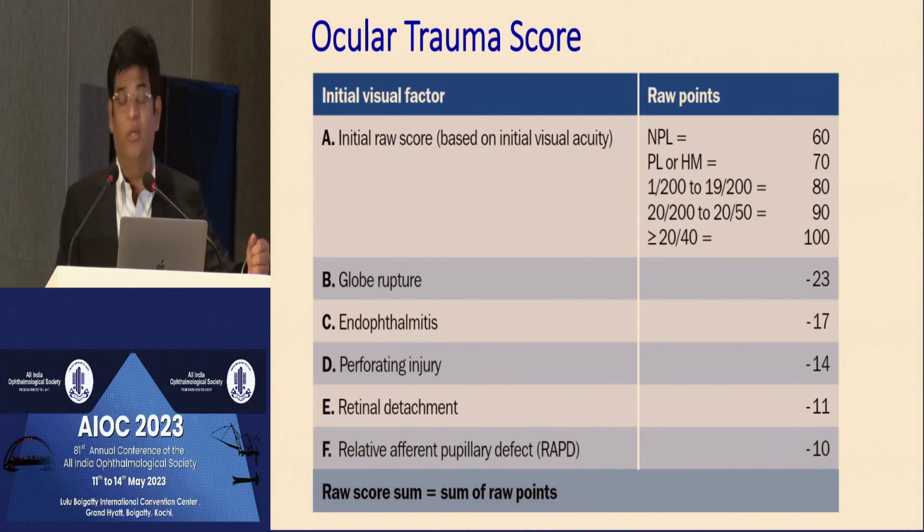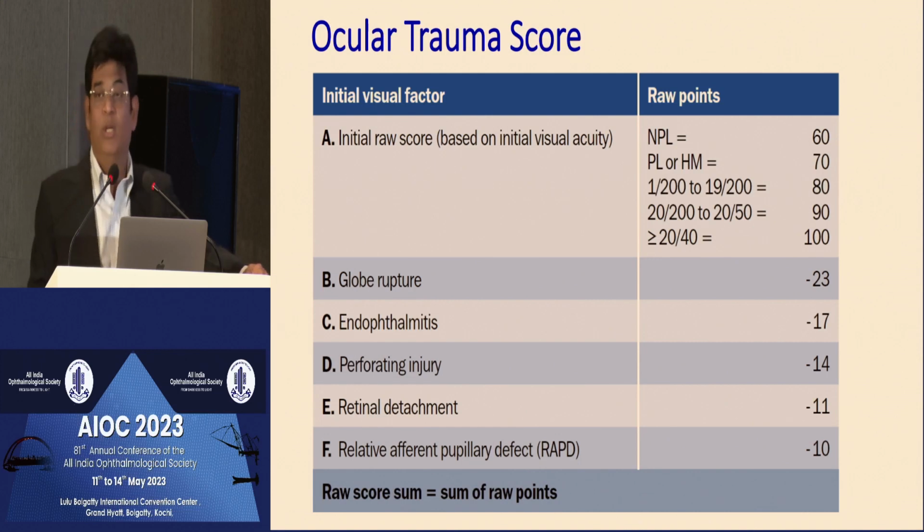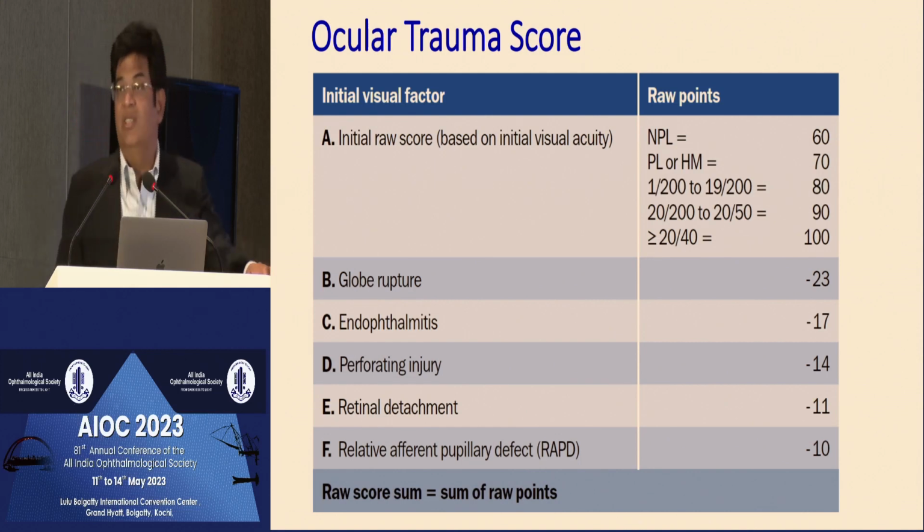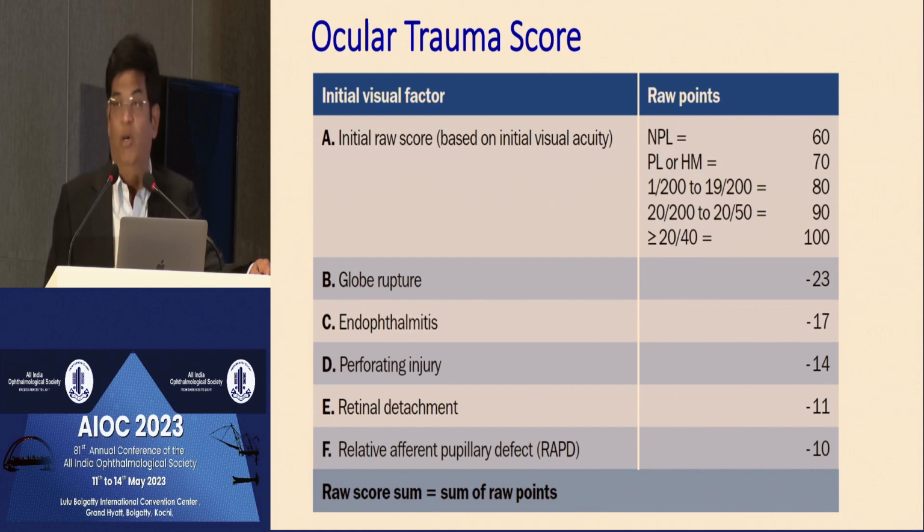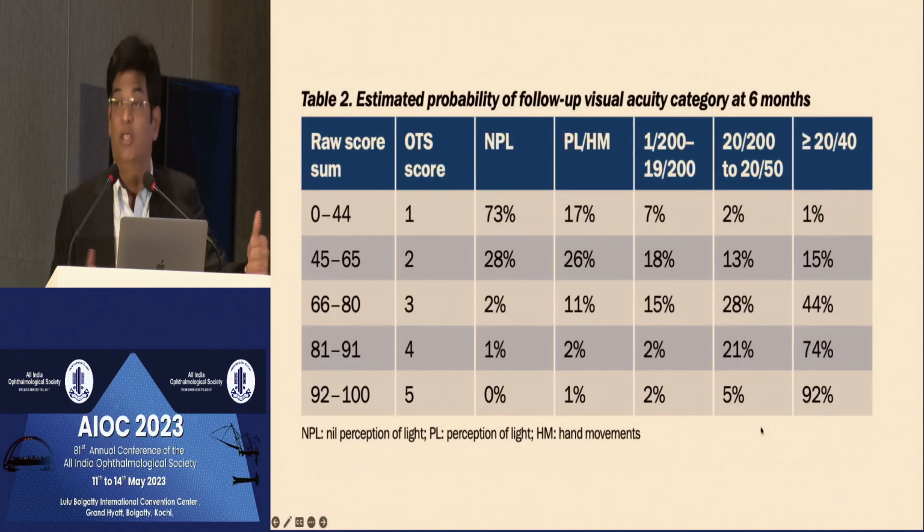So how to prognosticate these patients? There is something known as an ocular trauma score. The patient starts off in a very ideal case with 100, which is a visual acuity of more than 20/40. This is the kind of importance which has been given to the presenting visual acuity of these patients. And there's a minus for each point. So there's a minus 23 for globe rupture. So we have a sum of all the raw points, and that helps us to prognosticate the patient.